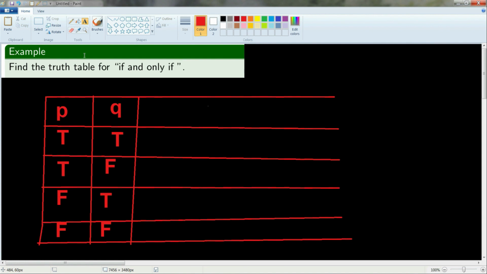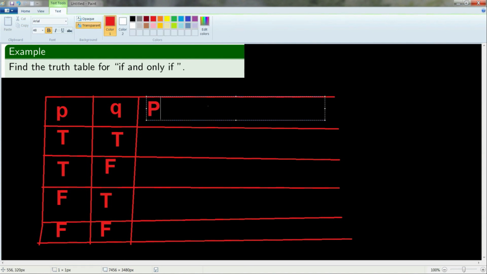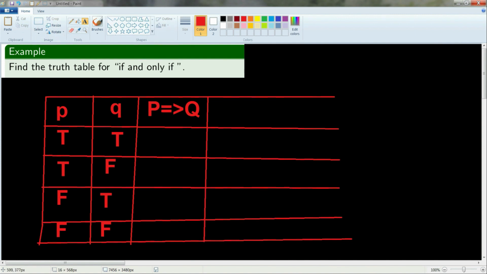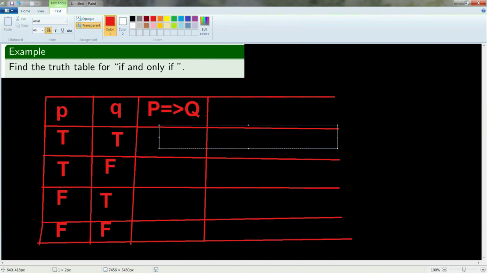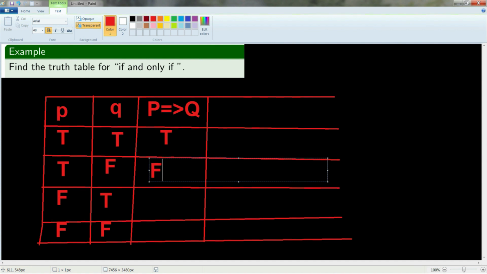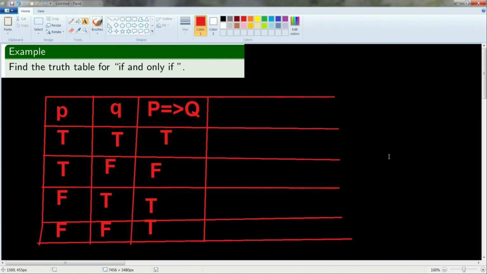So to do this, recall that our table for P implies Q is what exactly? When both P and Q are true, then P implies Q is true. When P is true but Q is false, then I broke my promise, so P implies Q is false. And when P is false, then it doesn't matter what the value of Q is. I didn't violate my promise.